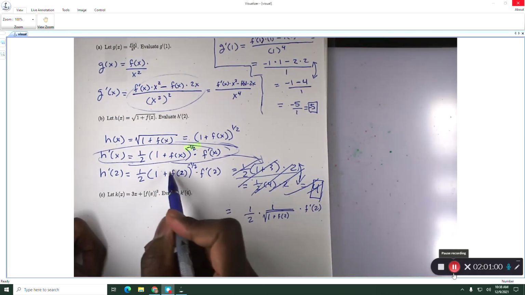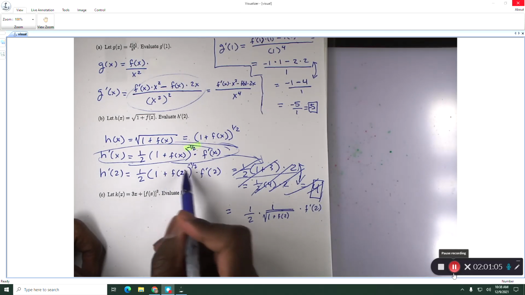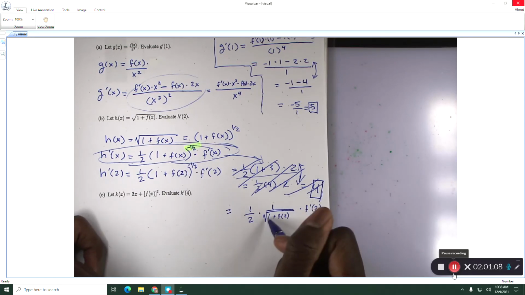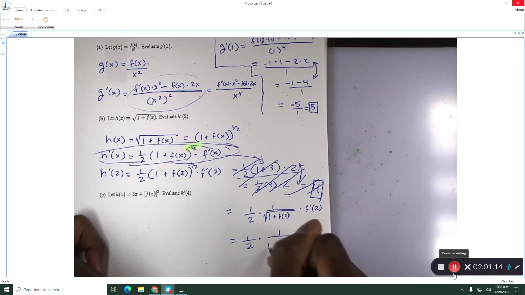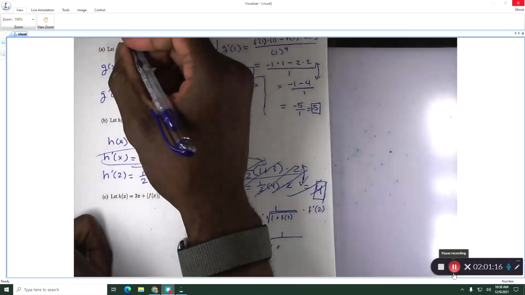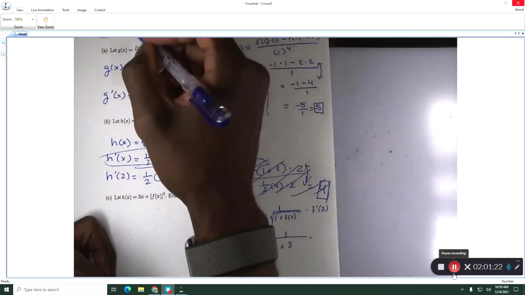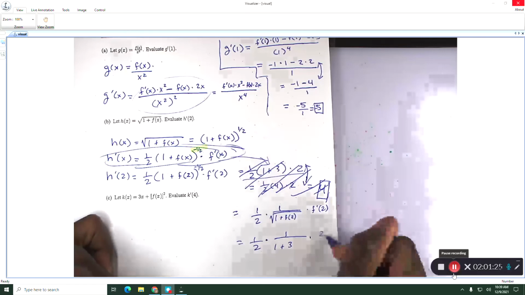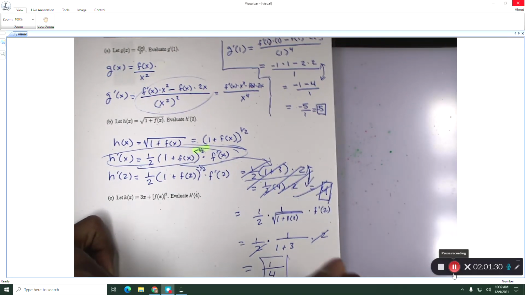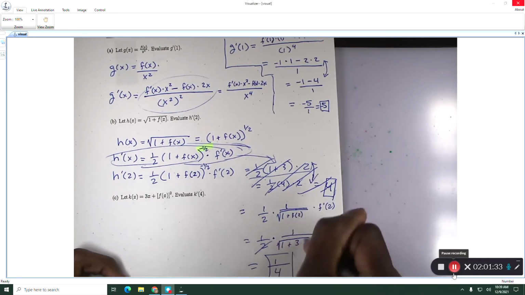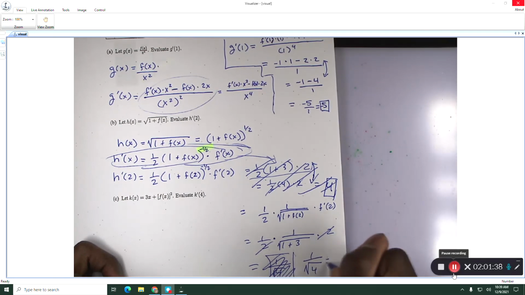So I went straight from this. I said that this is 1/(1 plus f(2)) to the 1/2 power, which is the same thing as the square root. 1 times 1/(1 plus f(2)) is 2 times the 4. f(2) is 2. These cancel out. 1/4. Oh, square root. Sorry. 1 over the square root of 4, which is equal to 1/2.